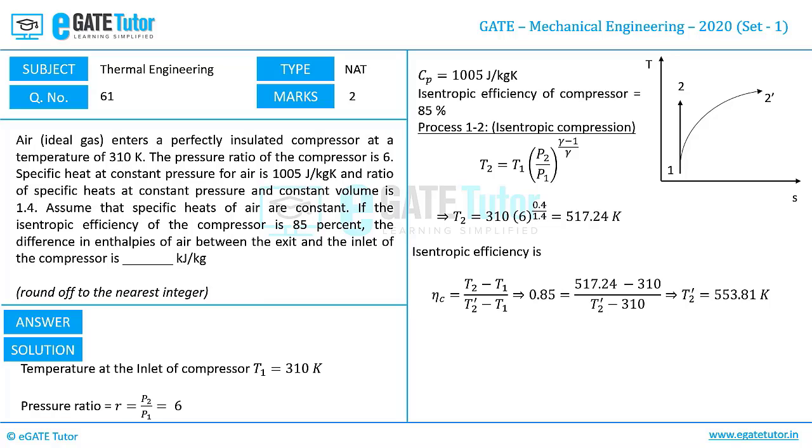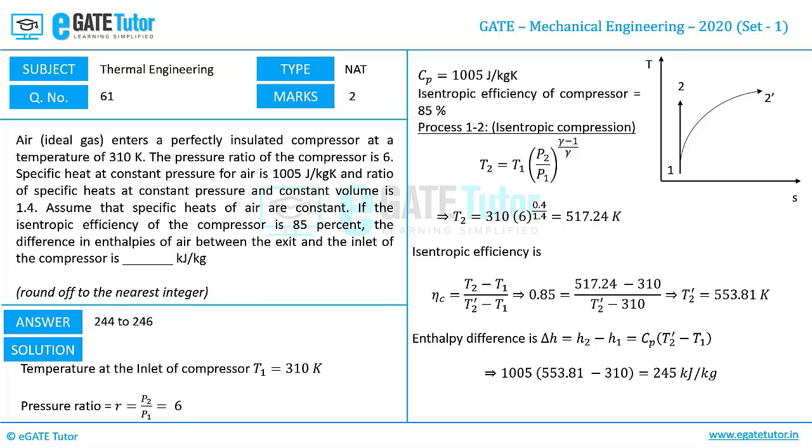Okay, so finally we need to calculate the difference in enthalpies between exit and inlet of the compressor, which is nothing but H2 minus H1, which can be written as Cp times (T2 dash minus T1). Substituting the corresponding values of T2 dash as 553.81, T1 as 310 Kelvin, and Cp as 1005 joule per kg Kelvin, simplifying that will give us the enthalpy difference as 245 kilojoule per kg. The answer range is 244.2 to 246.